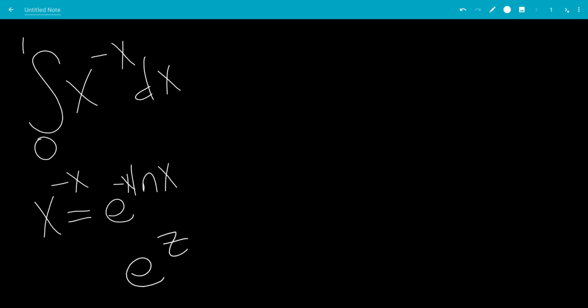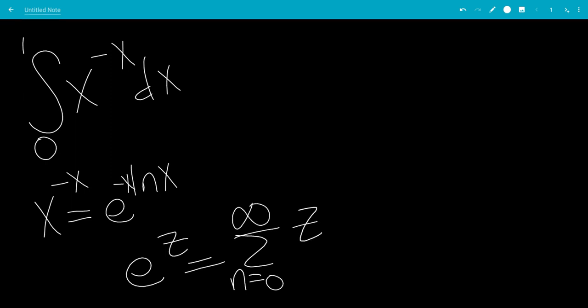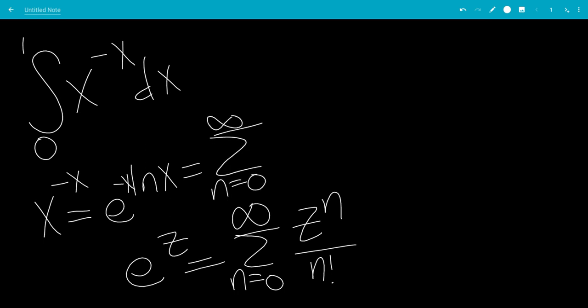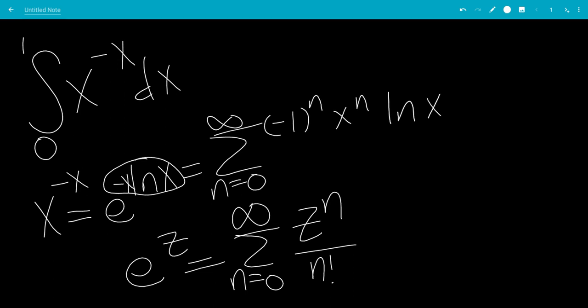And e to the z is the sum, as n goes from 0 to infinity, of z to the n over n factorial. So this will just be the sum, n goes from 0 to infinity. Instead of z, we have negative x ln x. This will be negative 1 to the n, x to the n, ln of x, all raised to the n, over n factorial. So now we want to integrate this.